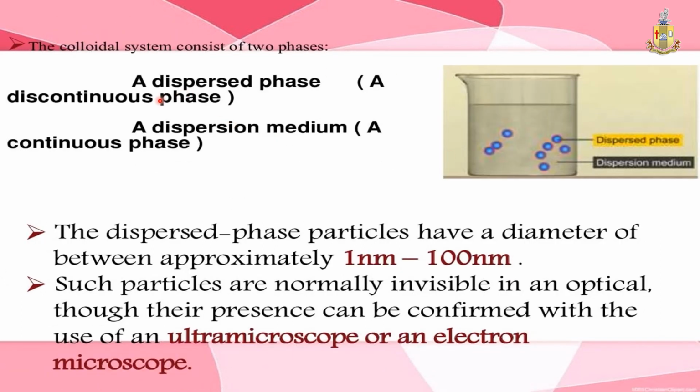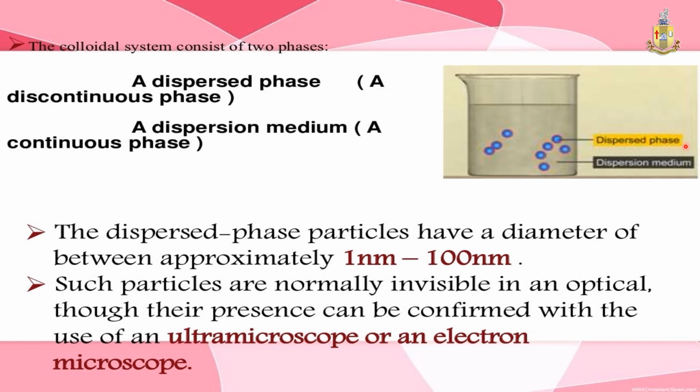Principally, a colloid contains a dispersed phase, which is a discontinuous phase, and a dispersion medium. The dispersion medium is a continuous phase. You can see in this figure very fine particles dispersed in a medium. This medium is called the dispersion medium, and the solute particles which are dispersed throughout this medium are called the dispersed phase.